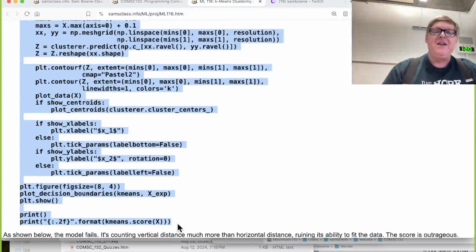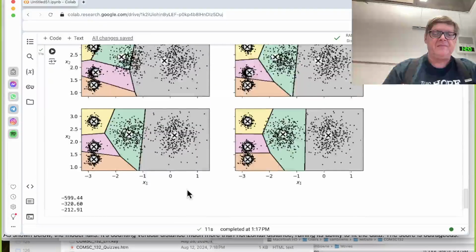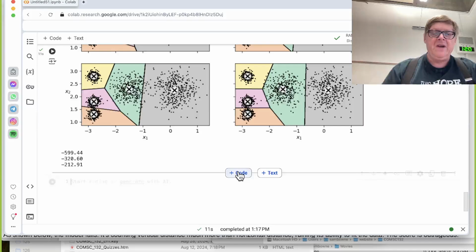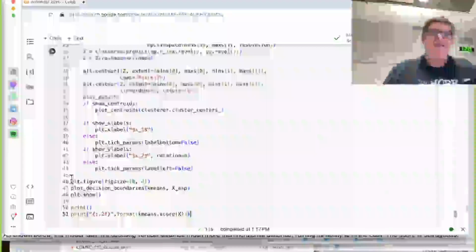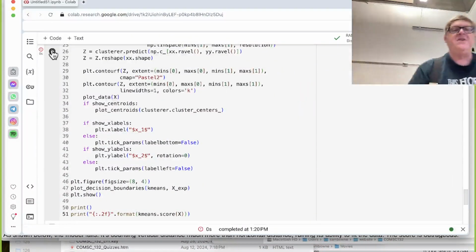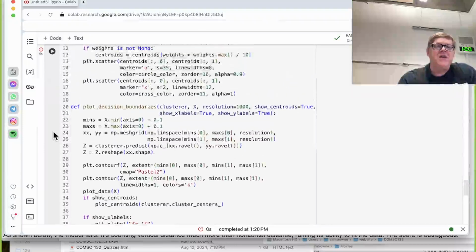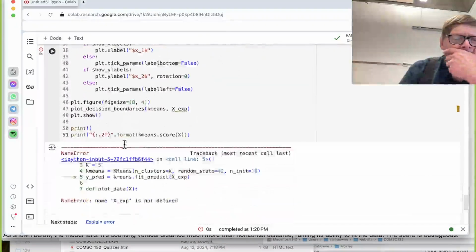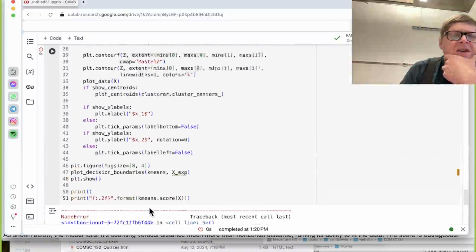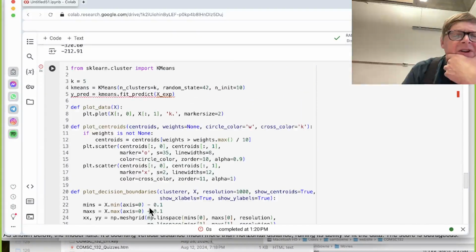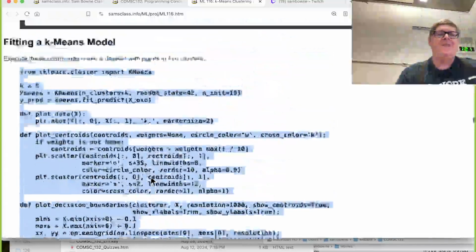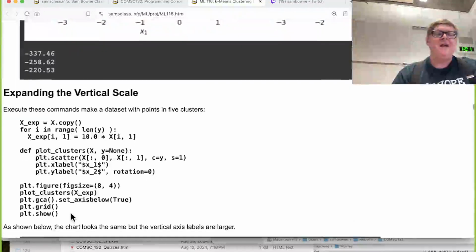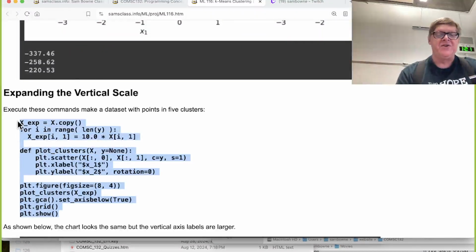So what you're going to find, let's run this one. All right, the same data, where the solution would be nice Gaussian distributions. Uh-oh, it doesn't like something. That's interesting. Xperi is not defined. Oh, I skipped a step, that's why. Up here is where I expanded the scale. Okay, so I had to run this first.